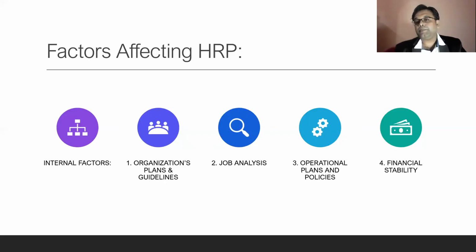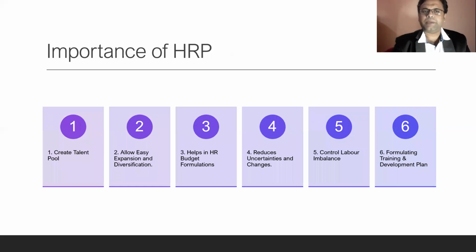Next one is the operational plan and policy. Each and every company has its own operational plan. How many minimum employees are required in a particular category? What should be their qualification? There is an operational plan, so we need to plan accordingly. And the last one is very important, that is financial stability. If your company does not have proper financial stability, then hiring, planning and termination, everything depends on the financial stability. So definitely financial stability is an important factor in human resource planning. Those are the basic concepts of the factors affecting HRP.